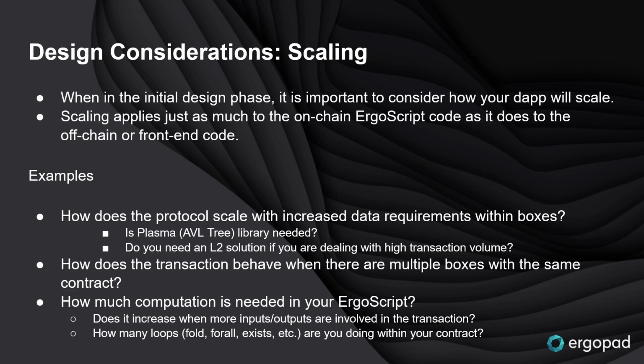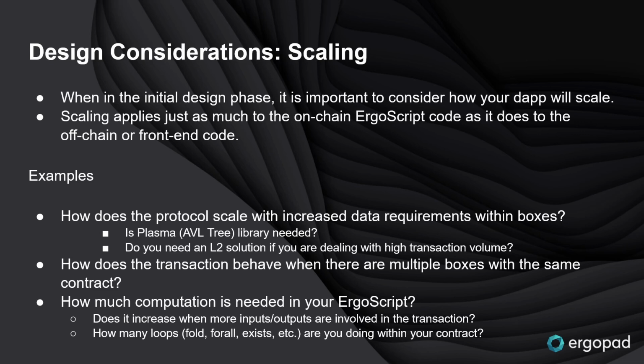So an important consideration is scaling. When you're designing your protocol, initially you want to know if your protocol will be able to scale to multiple users. And scaling can apply just as much to the on-chain code as it does to the off-chain or front-end code. So typically, you think of scaling: how am I writing my code? Will it run on multiple processors? Like how do I do threading and things like that? But there's also the transactions themselves, the boxes within the transactions. How does that scaling work, and how are you writing your Ergoscript in such a way to take advantage of that?